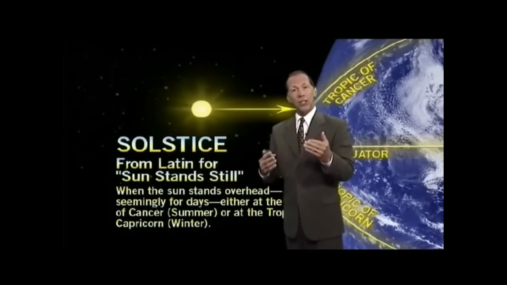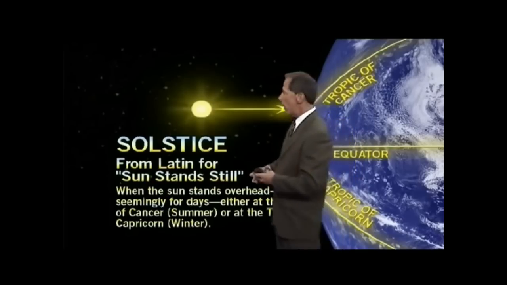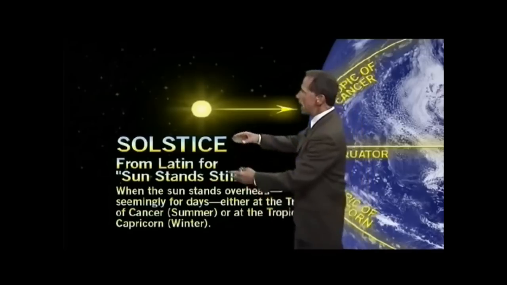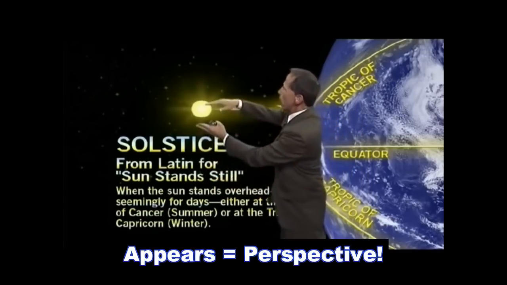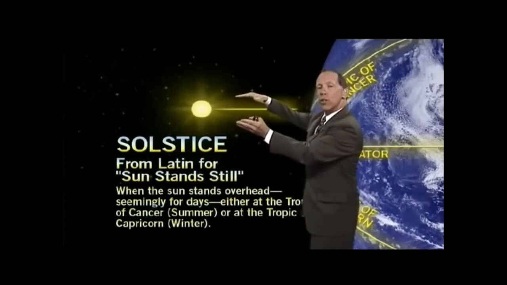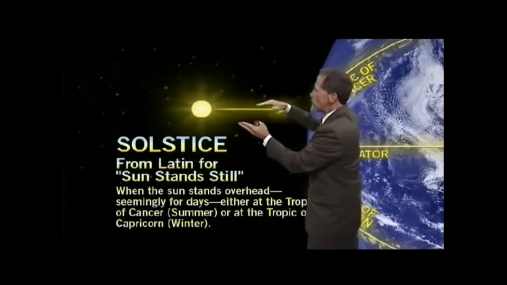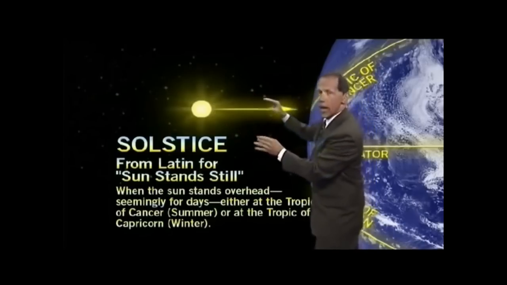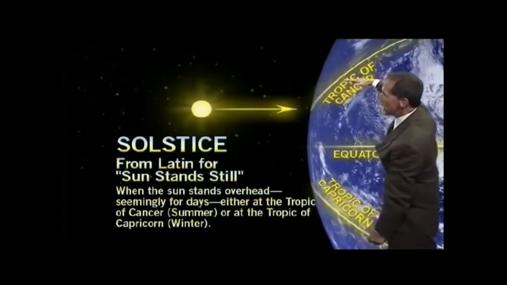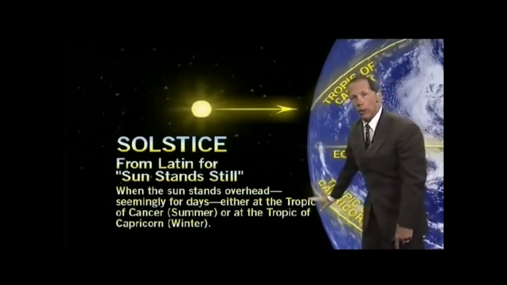Which means sun stands still, when the sun stands overhead seemingly for days, and that's really the case. What's happening is it appears that the sun goes from up here to the Tropic of Cancer. So it's as far north as the sun will be, basically, for us. So that's why, with the Earth tilted this way, we have the warmest, most direct rays of the sun. That's the Tropic of Cancer. This is the equator. This is the Tropic of Capricorn.